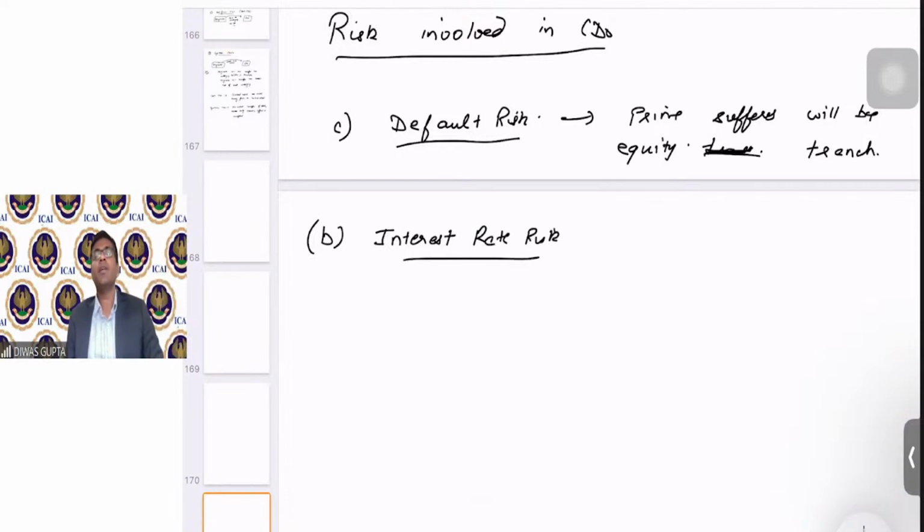Interest rate risk comes if, let's say, the interest rate changes. Because in case the interest rate changes, the value of the bond changes, and hence the value of the CDO will also change, right? The value of the securities that have been issued will also change, right? So this is also called basis risk. Then next one, liquidity risk.